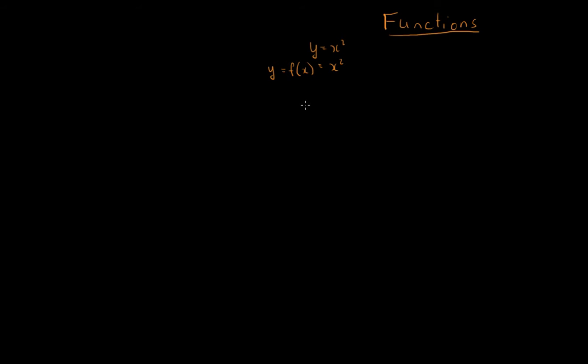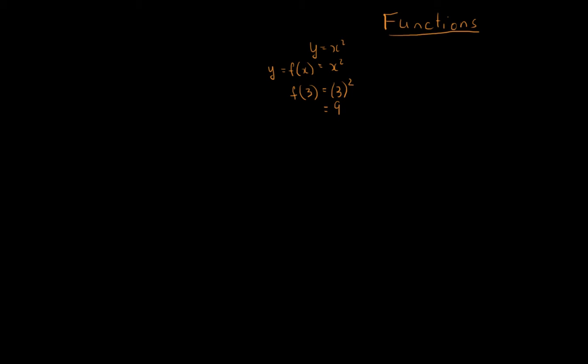So what if I write f of 3? Well, this means that it is a function where x is equal to 3. So I just substitute 3 where x is for this function, x squared. So it's going to be 3 squared, which gives me 9.